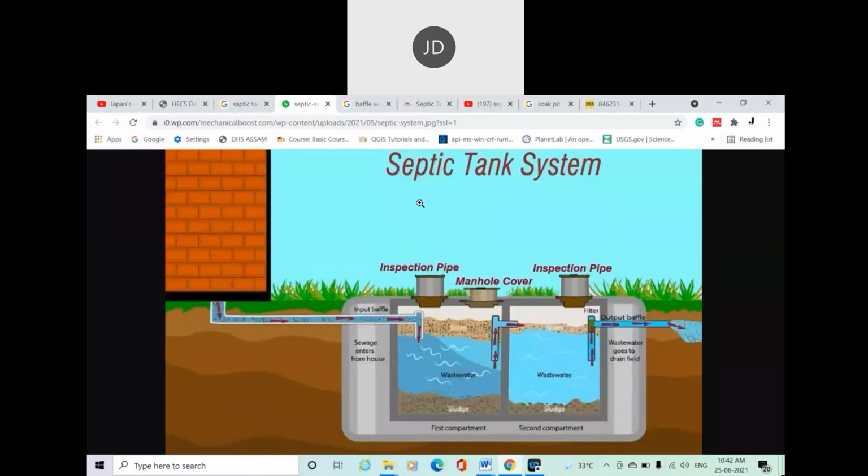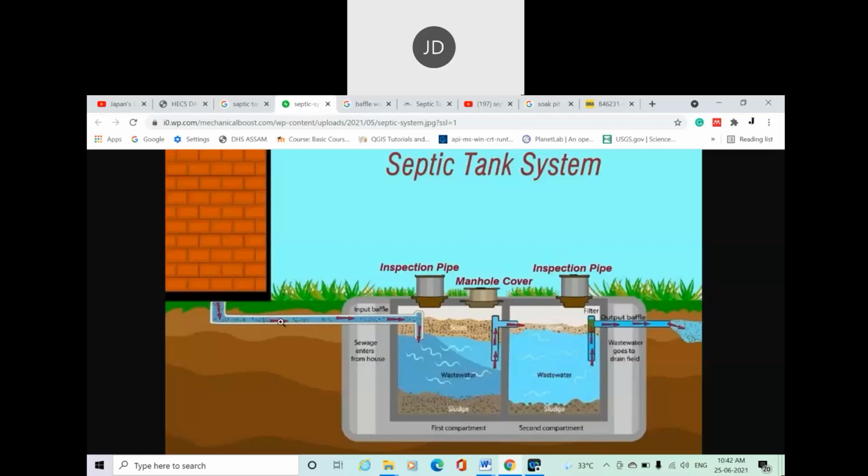Okay, so it is a very basic diagram of a septic tank. You can say this is a household. This is a pipeline connected to the toilet, or you can say latrine. The waste is coming through this inlet pipe. It is known as sewage, or sewage enters from the house. One bend pipe or T pipe is connected. This is your first chamber, this is your second chamber. You can also go for three chambers.